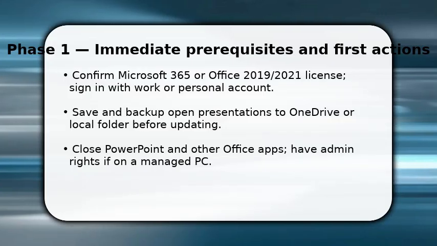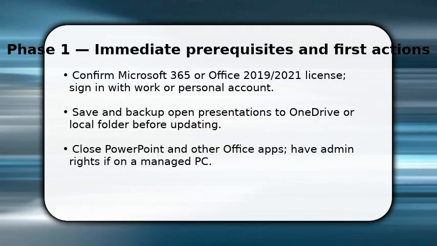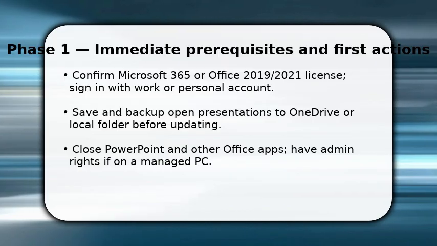You're ready to get the latest PowerPoint now. Start by signing into the account tied to your Office license. Once signed in, save and back up any open files to OneDrive or a local folder so you don't lose work. Make sure you have admin privileges on your machine or ask IT. Close PowerPoint and other Office apps.